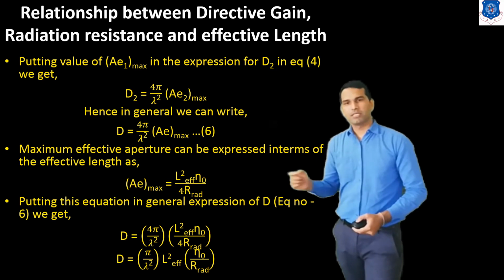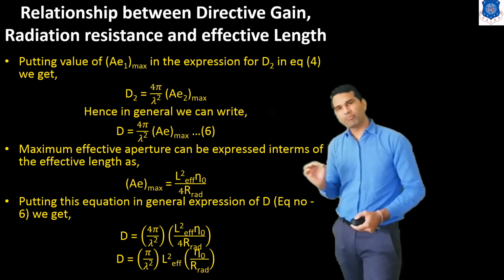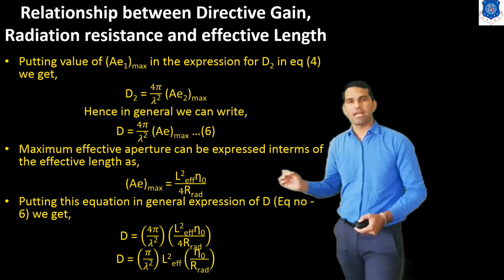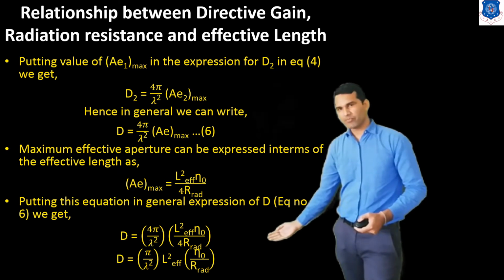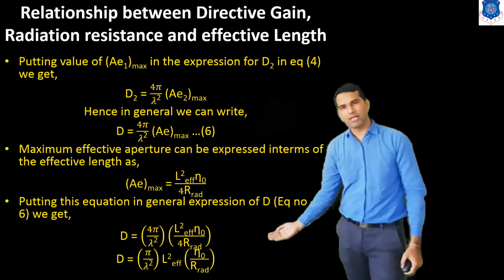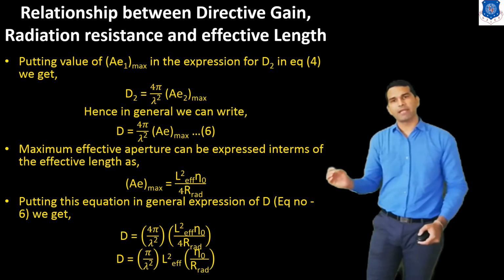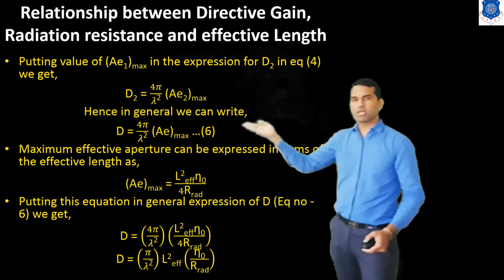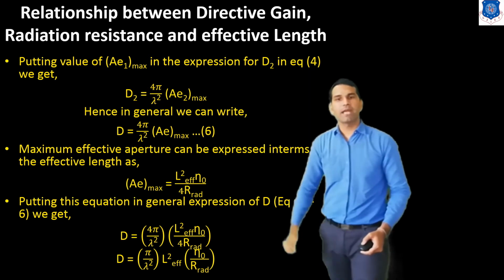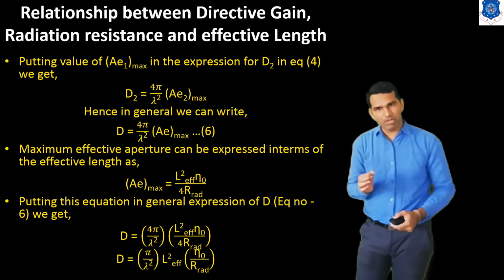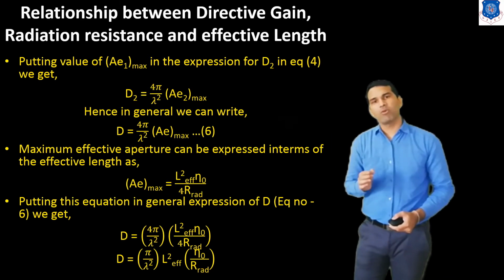So this is the relation between the effective length and directivity. The last equation indicates the relation between the effective length and directivity, and equation number 6 indicates the relation between the directivity and effective aperture.